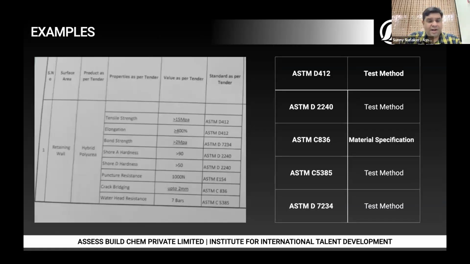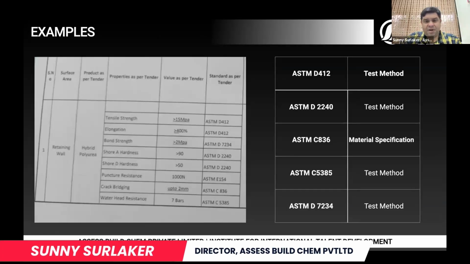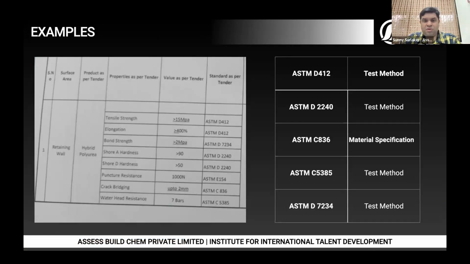So it says retaining wall, use a hybrid polyurea. These are the properties of the material. Fine, that is fine. But then it is given that it should meet the standard as per tender is so and so. Now if you take a look at ASTM D412, it's actually a test method. If you take ASTM 7234, it's again a test method. The only one giving a performance specification is ASTM C836.